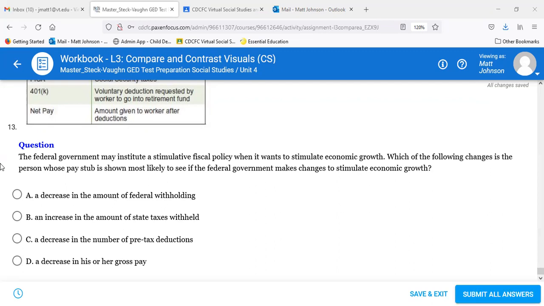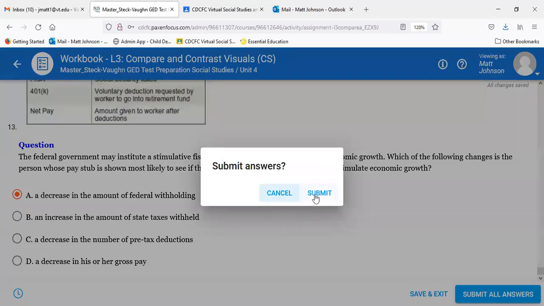So it's A. If the federal government is trying to stimulate the economy, they may drop that federal income tax to give you more money to put back into the economy. So yeah, A, decrease the federal withholding. They wouldn't be able to do anything with states because that's a state decision. Decrease the number of pre-tax deductions? No, because those are pre-tax. The federal government doesn't really have anything to do with that. And a decrease in his or her gross pay, well, that would also negatively affect the economy because you're actually reducing their overall income. So A there. More likely, they'll put out a stimulus check rather than dropping the actual rate of taxes. So 13 is A. And that is the workbook.